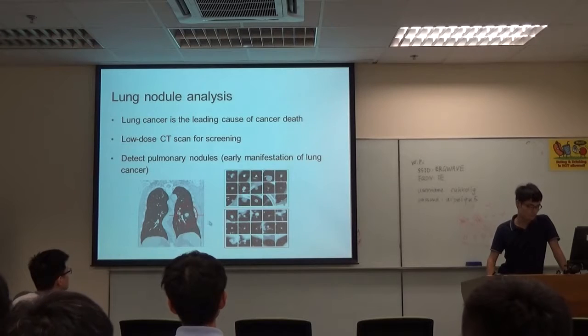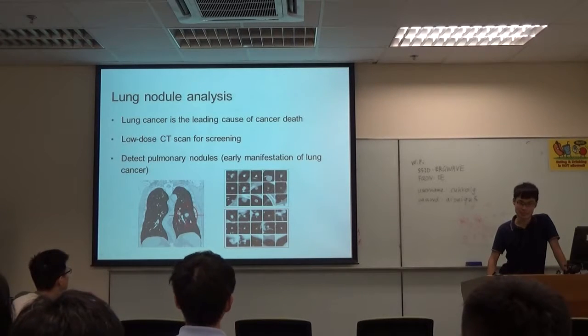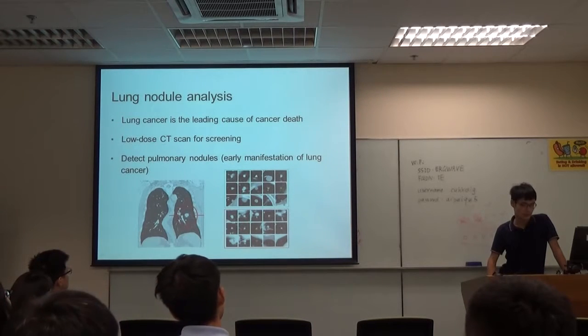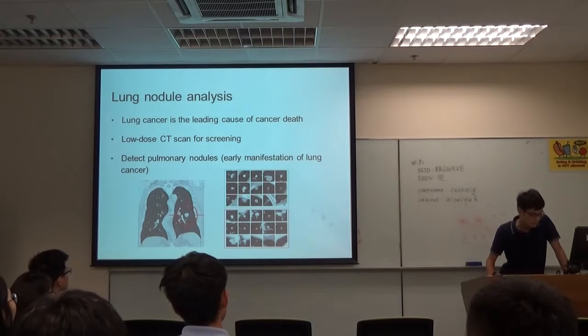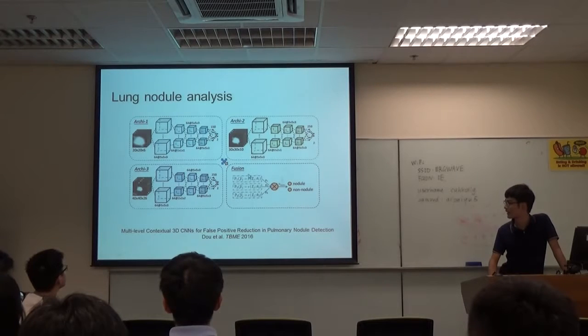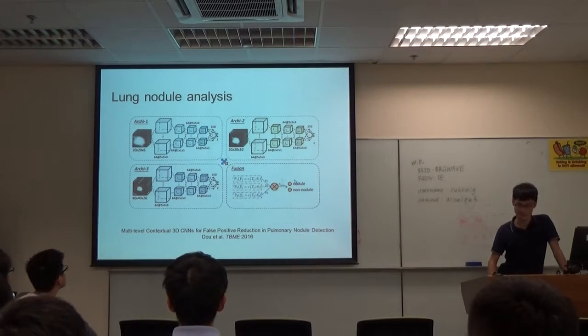So we want to detect whether this is a lung nodule. And this picture shows some true lung nodules and false lung nodules. We can see it's very hard, because they are very similar, so it's very hard to tell them apart. So we propose a 3D CNN to solve it, and we design three networks. Then we fuse the results to get the final output.